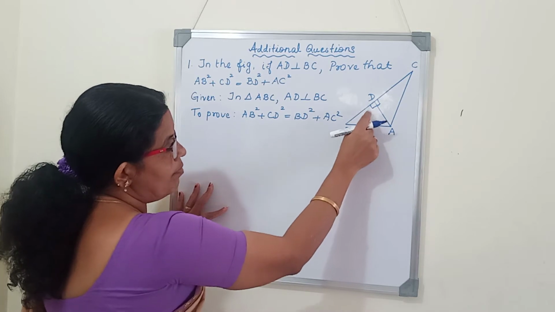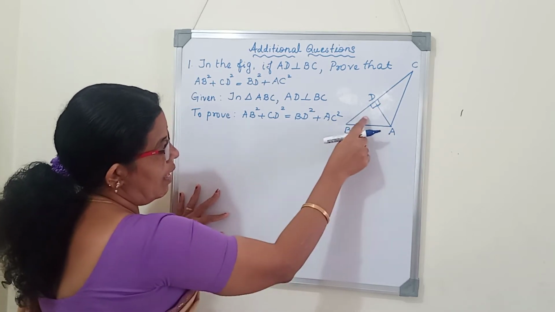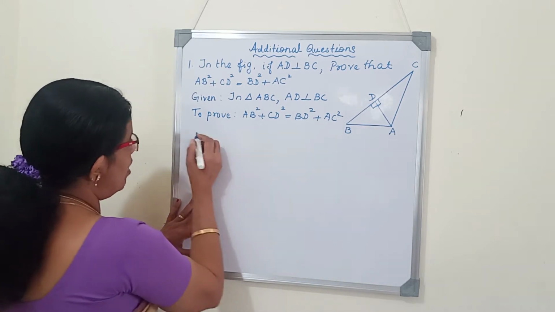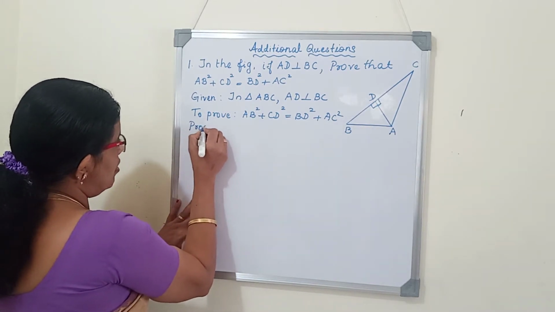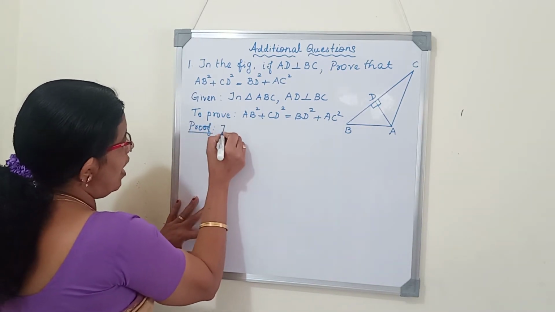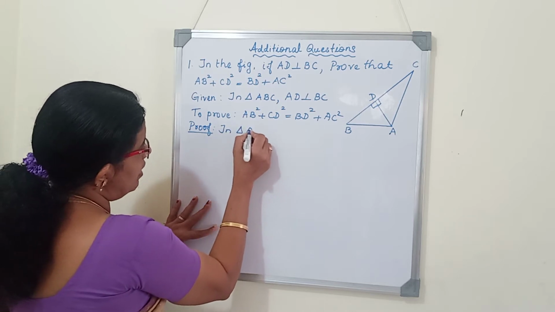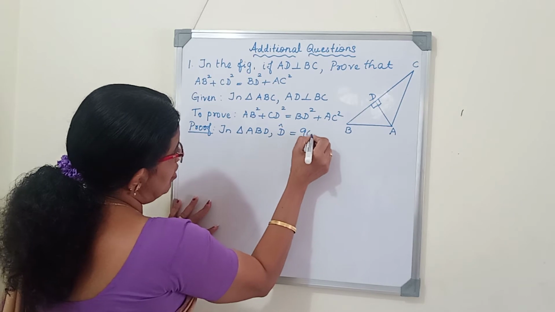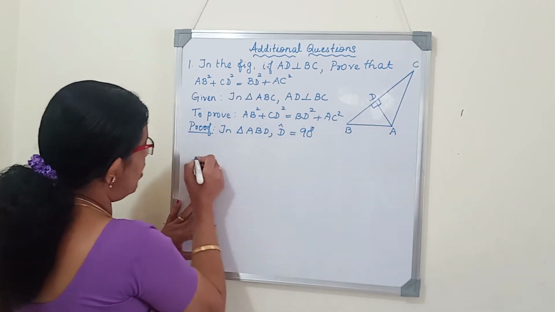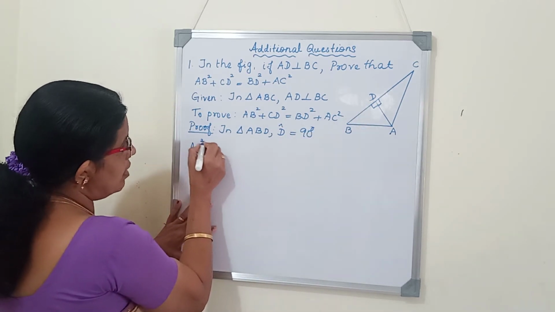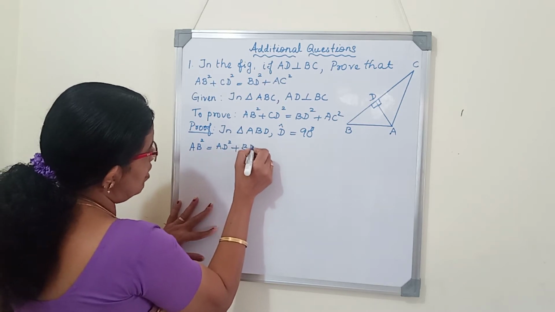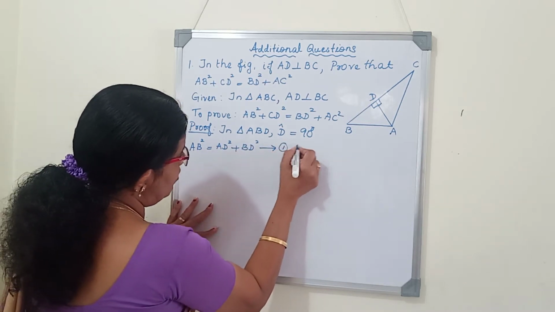Here in this diagram there are two right angle triangles. We will apply Pythagoras theorem in both the triangles. First in triangle ABD, angle D is equal to 90 degree, so the hypotenuse will be AB. AB square is equal to AD square plus BD square. This we will write as equation 1.